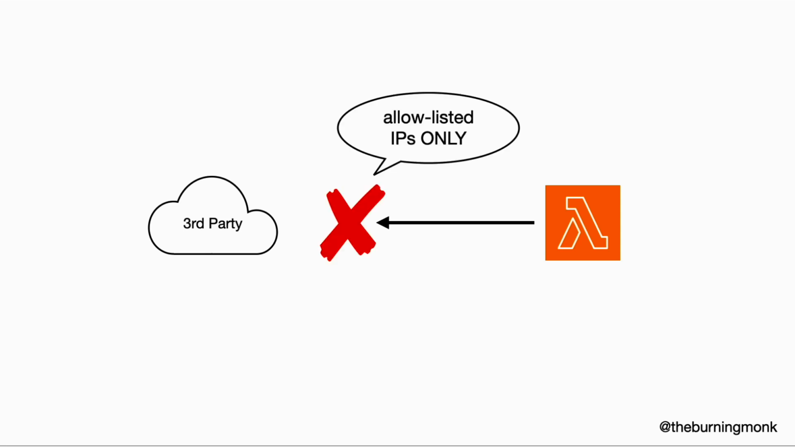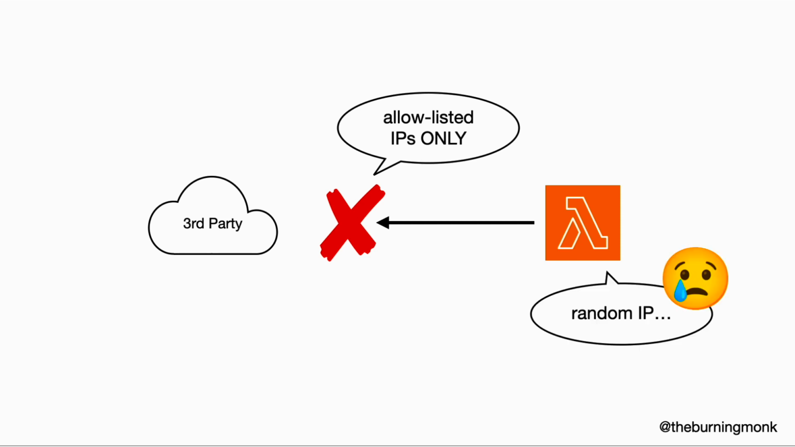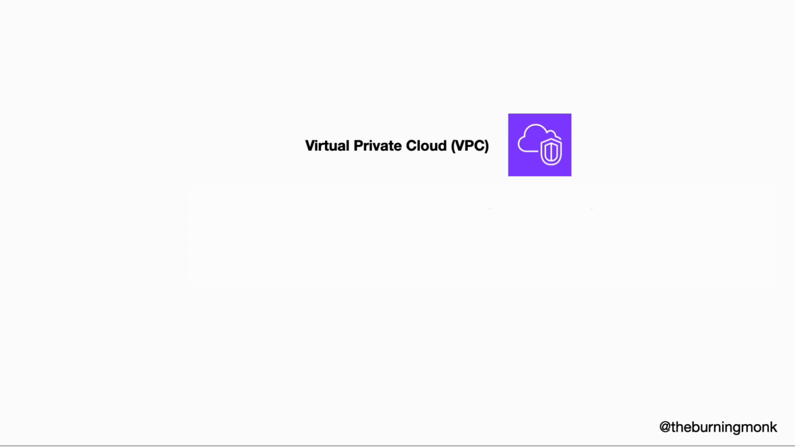But the third-party service only accepts requests from an allow-listed IP address, which is a problem because the Lambda service does not use a fixed set of IP addresses, so you don't know what IP address your function is going to use. And that's where VPC comes in, which stands for Virtual Private Cloud.